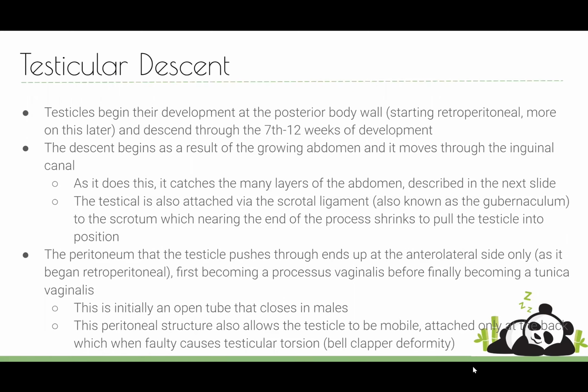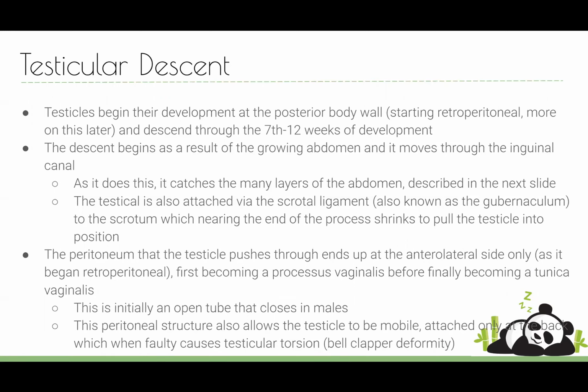The peritoneum that the testicles push through goes at the anterolateral side only, and this is kind of important. You don't really necessarily know it's anterolateral, just know it's something like the front, so the anterior. And this first becomes the processus vaginalis before then becoming the tunica vaginalis.